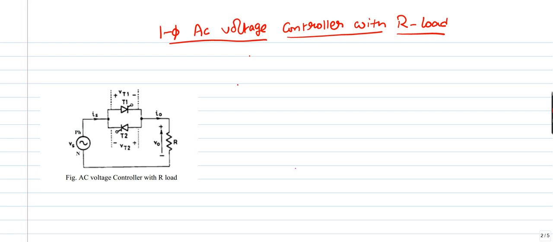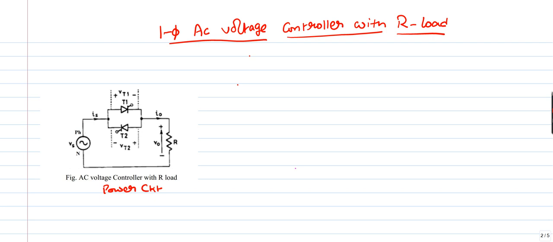Now, with this point, we can move to the single phase AC voltage controller with resistive load. So the simplest load is resistive load. Here the power circuit for single phase AC voltage controller with R load is shown. This is the single phase AC source, which has a phase terminal and the neutral terminal, and the AC voltage controller is formed in the form of two anti-parallel connected SCRs T1 and T2. If you carefully observe, these two thyristors are connected in anti-parallel, and the load is resistive.